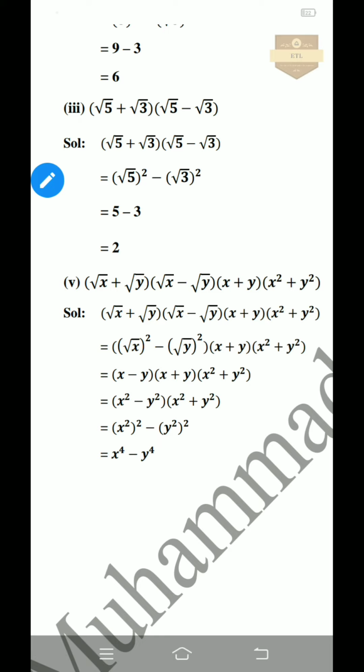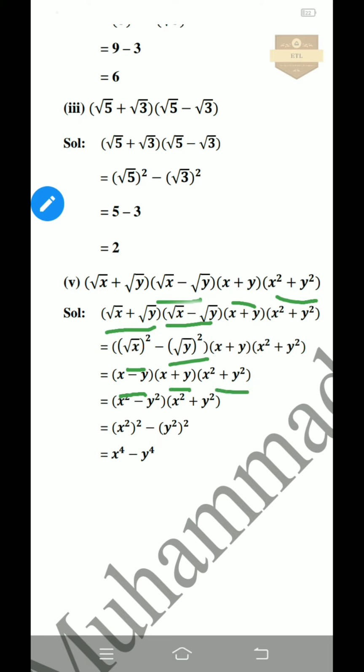Next, last part 5, which is under root x plus under root y into under root x minus under root y into x plus y into x square plus y square. Here we have to use the same formula of a square minus b square. So we can write under root x plus under root y and under root x minus under root y as under root x whole square minus under root y whole square. So this square will be cancelled with under root, and we have x minus y into x plus y into x square plus y square.